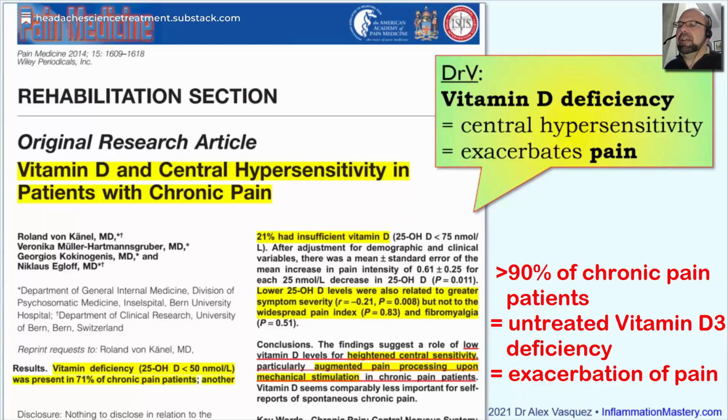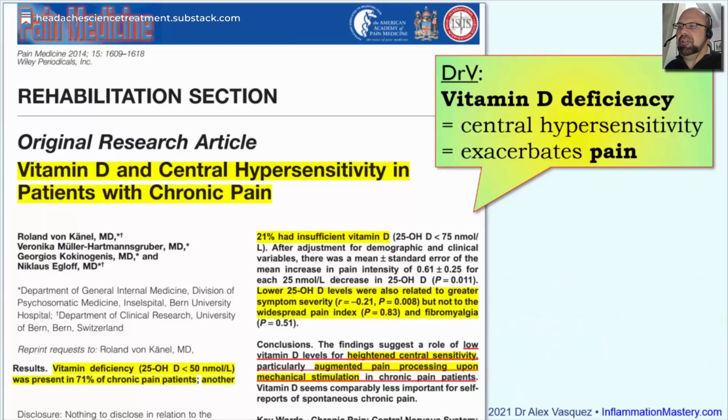And this is a cause and effect dose-dependent relationship. The more severe the vitamin D deficiency, the more severe the chronic pain. And their conclusion reads, these findings suggest a role for low vitamin D levels for heightened central sensitivity, particularly augmented pain processing upon mechanical stimulation, just like I had said before, applying pressure to the bony surfaces of the sternum, the radius, and the tibia.